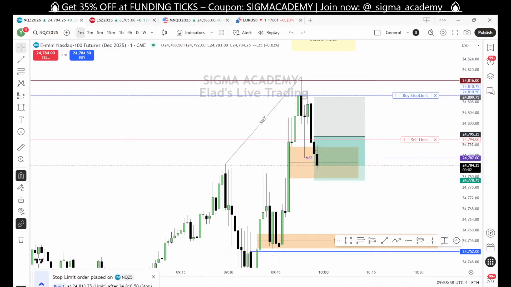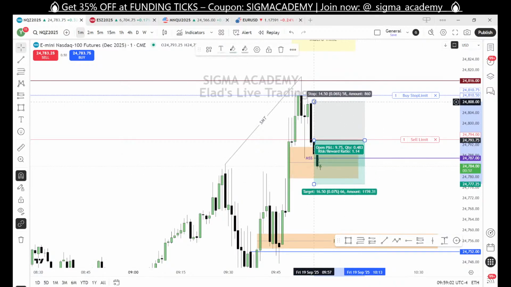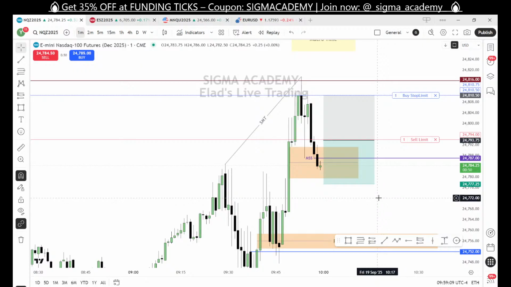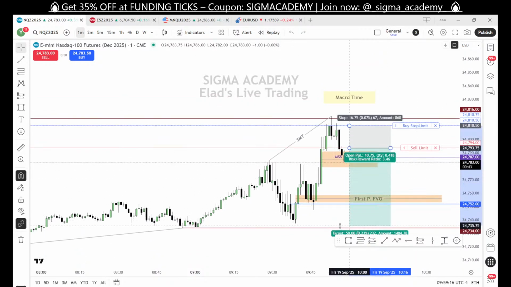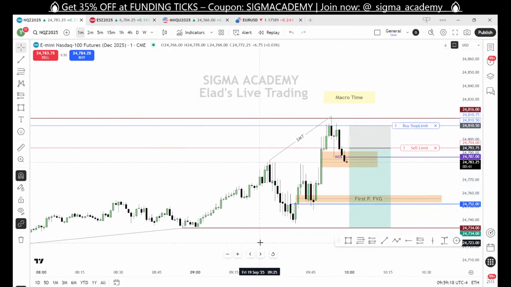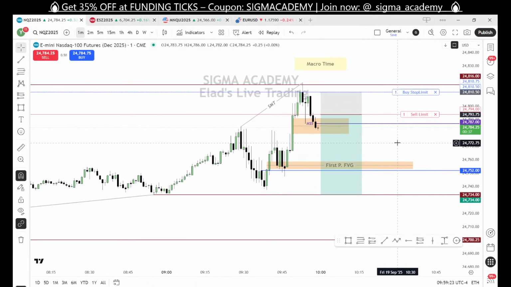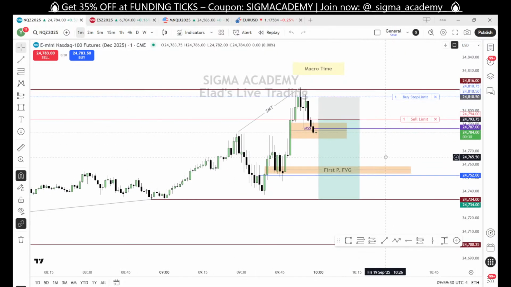Let's see what it does. Where will I exit? Most probably is right here, around, how much point is it? 60 points. It's fine. Just go a little bit higher. The ES is much weaker, by the way.